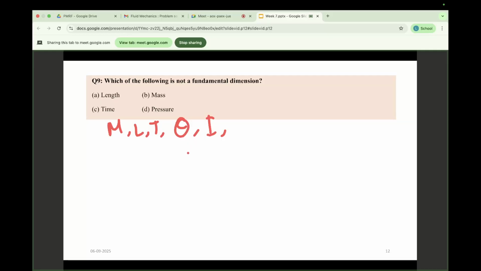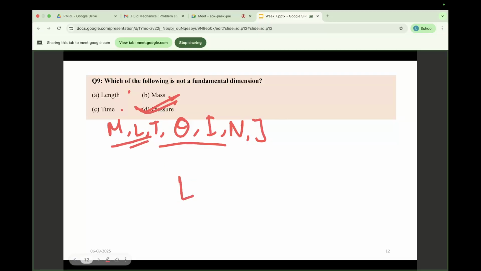Besides this, there are two more things. Current is written as I, amount of substance can be written as N, and also the luminous intensity which is J. So these are the fundamental concepts. Here mass is given, length is given, time is given, so pressure will be the answer.